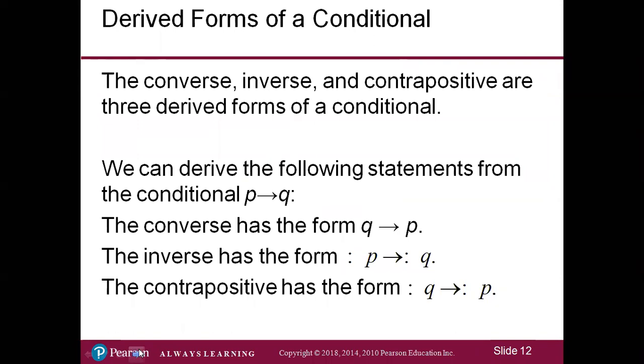Derivatives of the conditional. The inverse, converse, and contrapositive are 3 derived forms of a conditional. We can derive the following statements from the conditional, if P then Q, by flipping their positions, flipping their truth values, or both negating and switching their positions. The converse has the form of if Q then P. The inverse has the form of not P implies not Q, or if not P, then not Q. The contrapositive both switches position and negates the truth value.